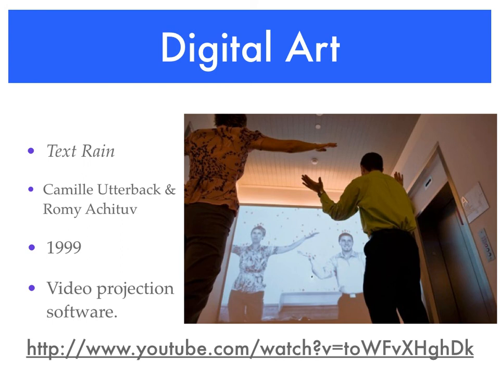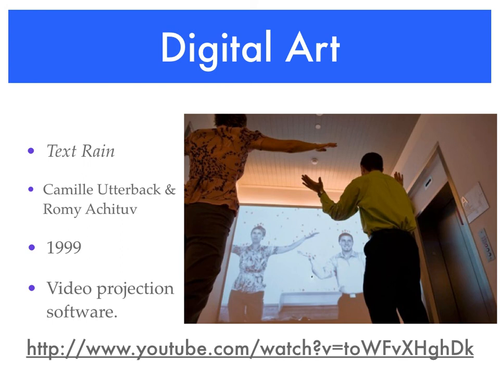Now, an example of this is what I have on the screen here. This is Text Rain, and it's also at 21C. It was created in 1999 by Camille Utterback and Romy Achituv. Text Rain is an interactive installation in which participants use the familiar instruments of their body to do what seems magical. They literally lift and play with the falling letters that don't exist.